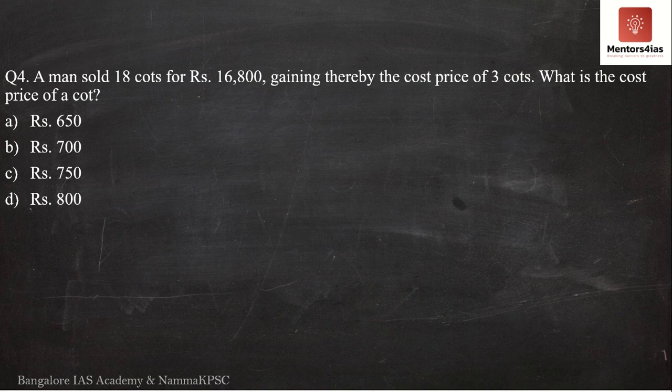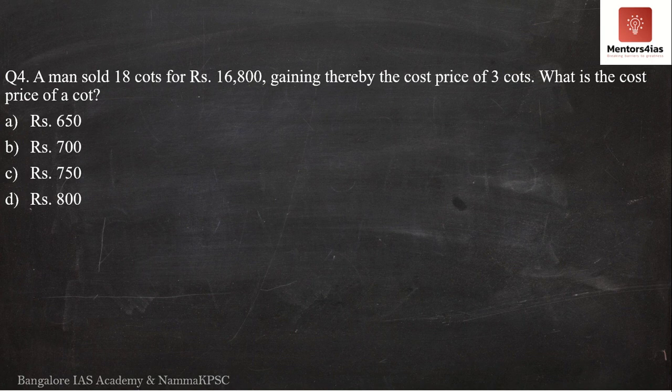So here the man is selling 18 cots for rupees 16,800. Therefore it is possible that we find out the selling price of one single cot. Now the profit over here is what? The profit is not the selling price of 3 cots, but it is the cost price. The profit is nothing but the cost price of 3 cots.